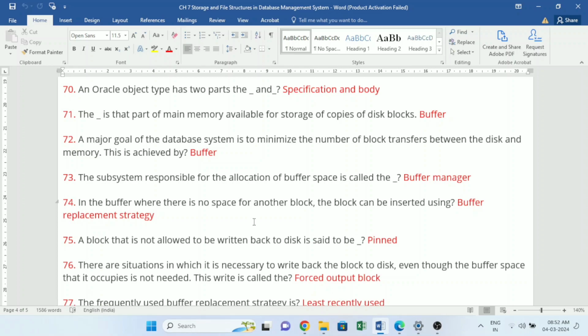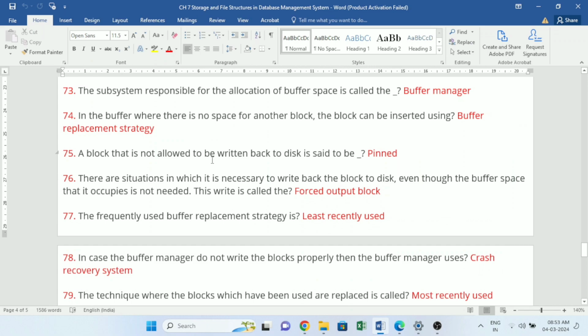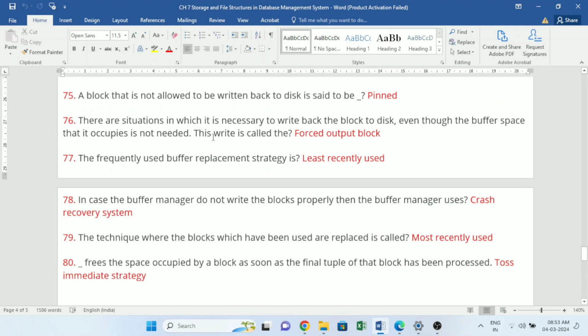73. The subsystem responsible for the allocation of buffer space is called the buffer manager. 74. In the buffer where there is no space for another block, the block can be inserted using buffer replacement strategy. 75. A block that is not allowed to be written back to disk is said to be pinned. 76. There are situations in which it is necessary to write back the block to disk, even though the buffer space that it occupies is not needed. This write is called the forced output of block.